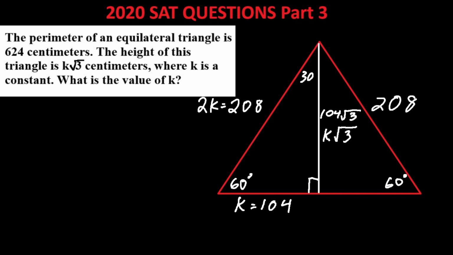In short, what this question was asking is if you understood that the sides of a 30, 60, 90 right triangle are 1, 2, and radical 3. So if this was 104, this one was 2 times that, and this one was 104 times radical 3. So K was 104 units.